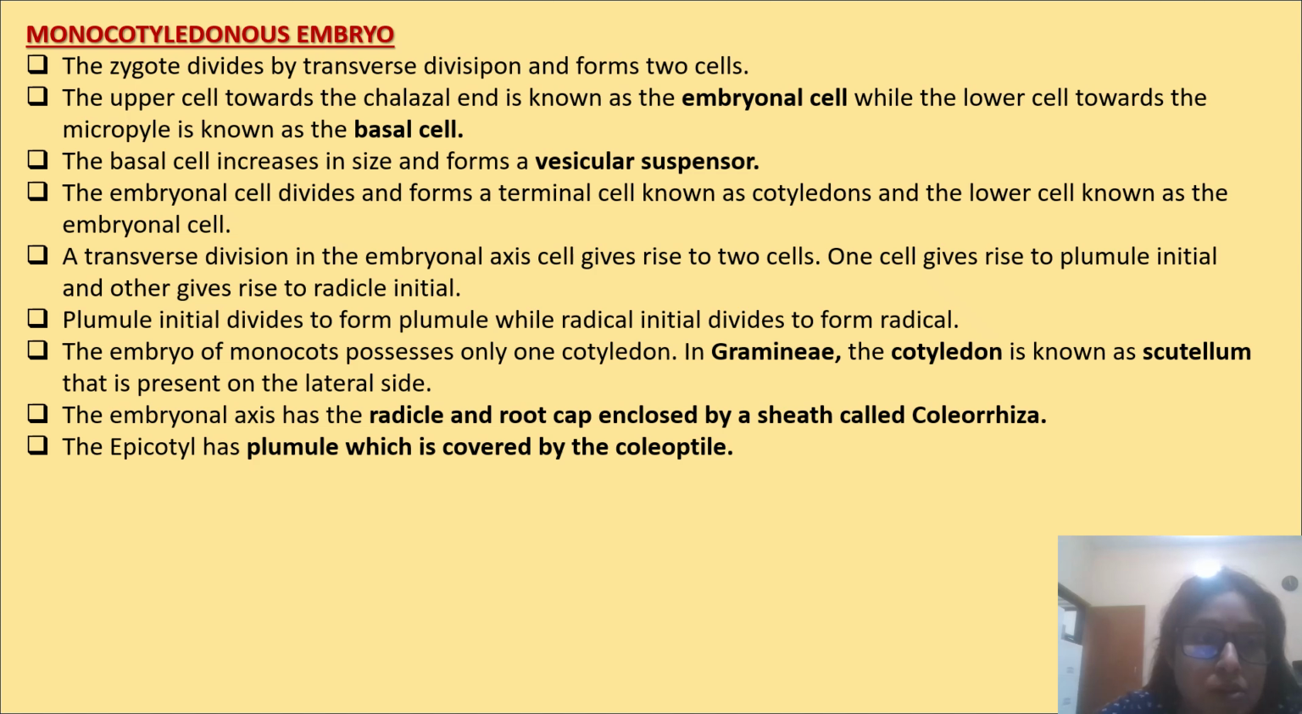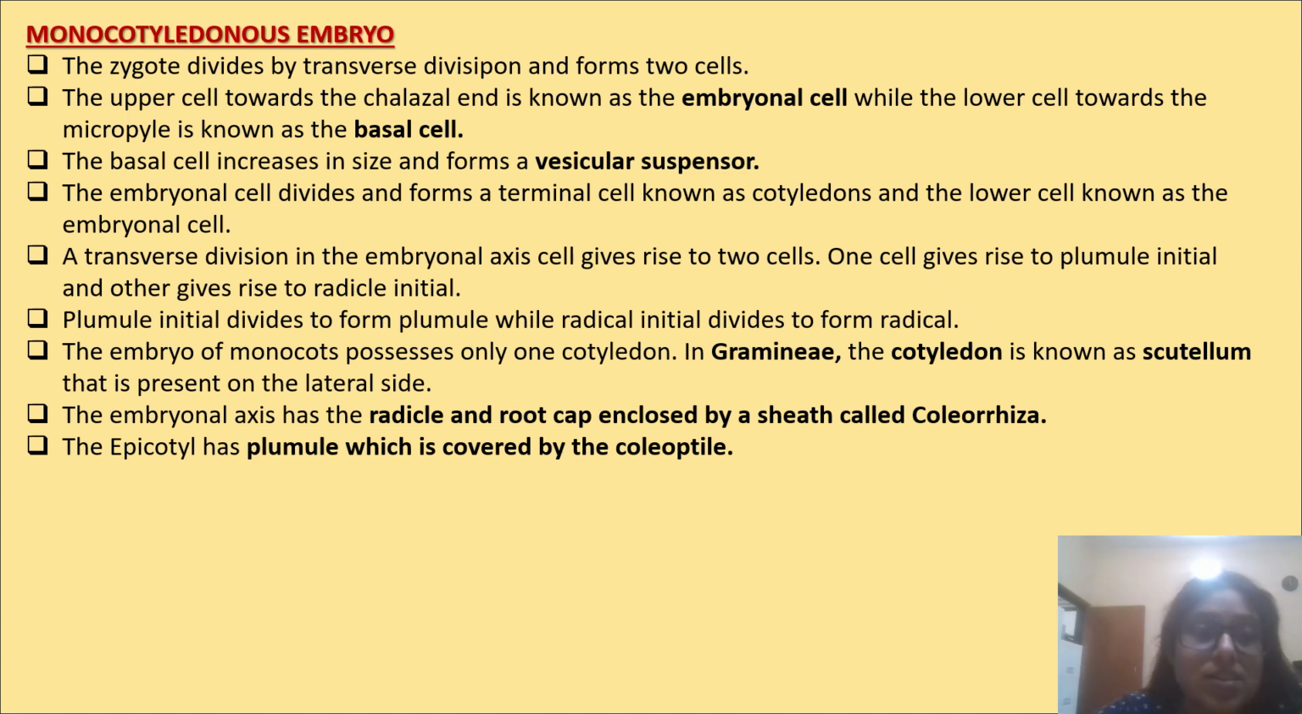Next, the monocotyledonous embryo or monocot embryo. In this monocot embryo, the zygote divides by transverse division and forms two cells. The upper cell towards the chalazal end is known as the embryonal cell, while the lower cell towards the micropyle is known as the basal cell. And this division is also mitotic division.